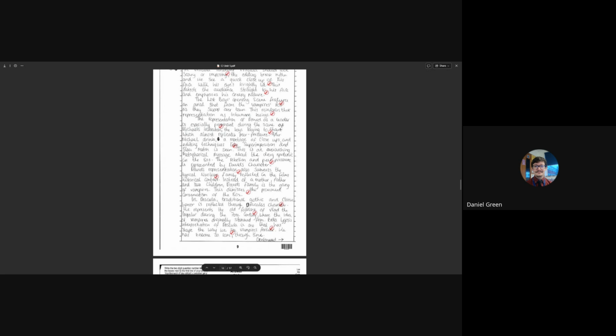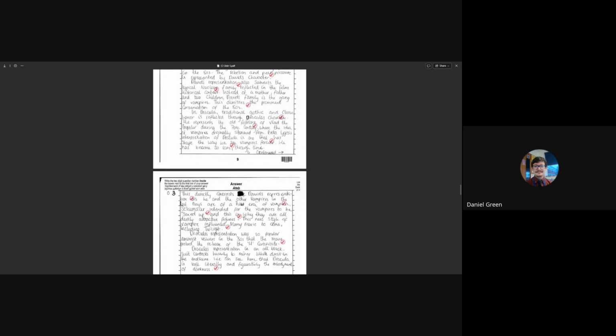After Michael drinks, a montage of close-ups and editing techniques like superimposition and slow motion is seen. This is an overarching metaphorical message about the drug epidemic in the 1980s. The rebellion and peer pressure is represented by David's character, tick, because it talks about his character and it links it to context. David's representation subverts the typical nuclear family, reflecting the film's historical context. Instead of a mother, a father, and 2 children, David's family is the gang of vampires. This dismisses the prominent conservatism of the 1980s.